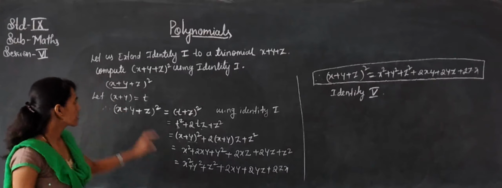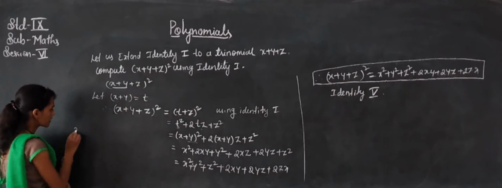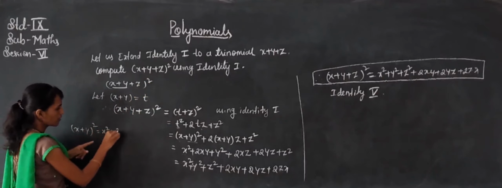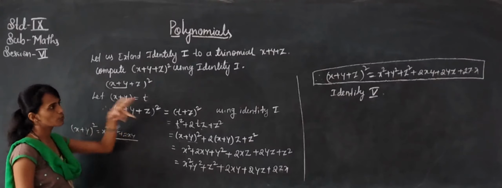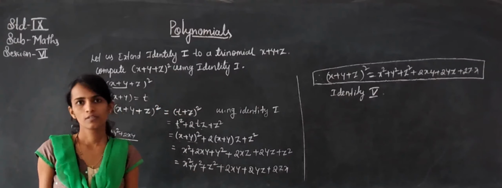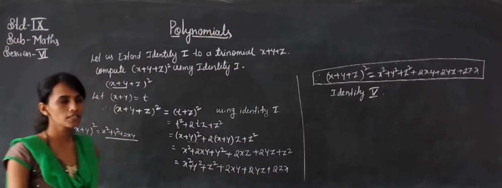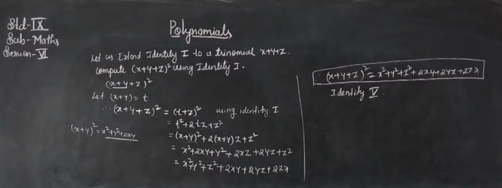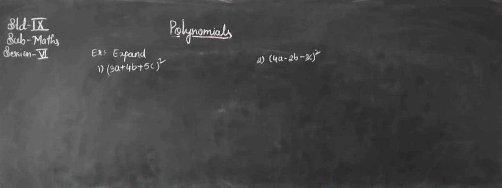So we are just converting binomial to trinomial. Here the binomial (x + y)² gives x² + y² + 2xy, two terms only. But when you convert to three terms, you get three square terms and three product terms. Yes or no? So this is the fifth identity. Depending on examples, we are going to study it. Now some examples on identity 5.